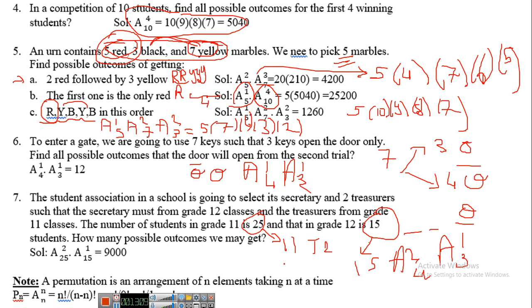I want 2 treasurers from grade 11. I have 25 in grade 11, so it will be 2 out of 25, and the secretary must be from grade 12, so 1 out of 15. So it's 25 times 24 times 15. You can do it in a calculator directly and you have this answer.